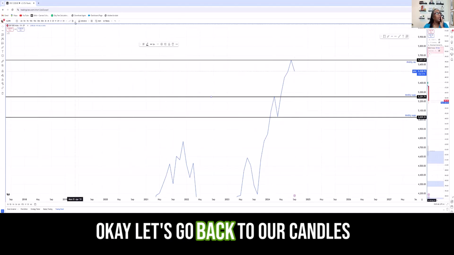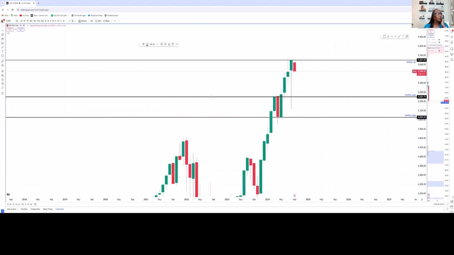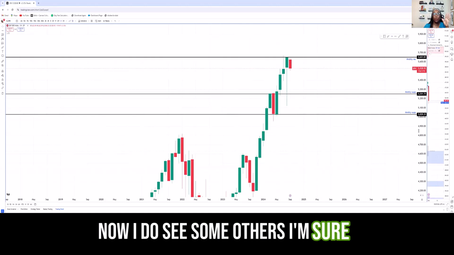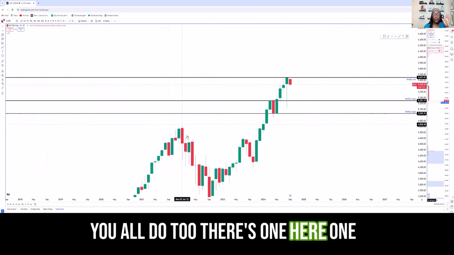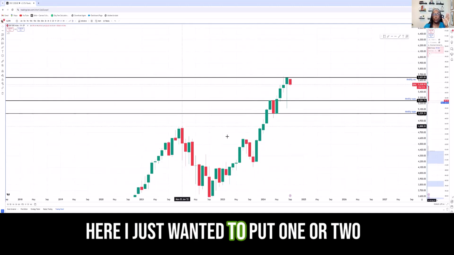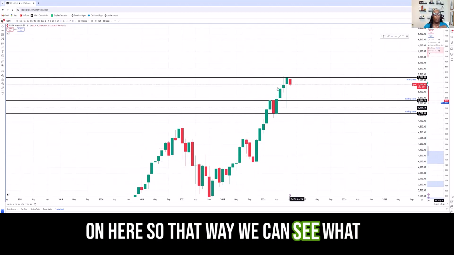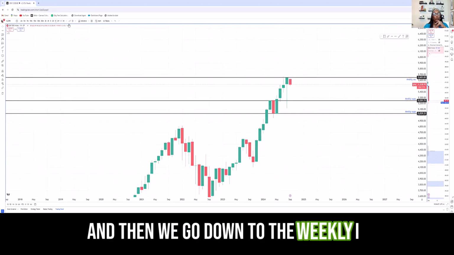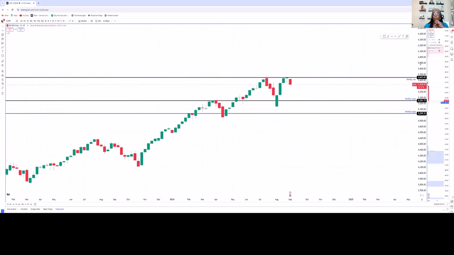Okay, let's go back to our candles. That's all we'll do for monthly right now. I do see some others, I'm sure you all do too. There's one here, one here, one here. There's other things here. I just wanted to put one or two on here so that we can see what happens at this higher time frame, and then we go down to the weekly.